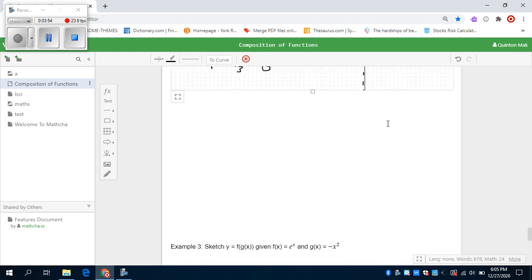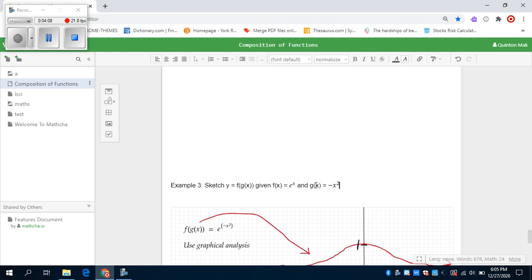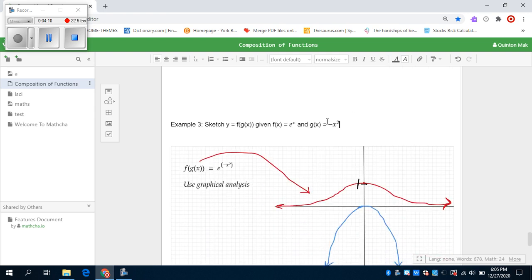Right, example 3, sketch y equals f of g of x given these 2 functions. Again, you have a few minutes to try this out yourself. Let's get into it. So we just sub it in, and we can't really simplify this any further, so we have to use graphical analysis.